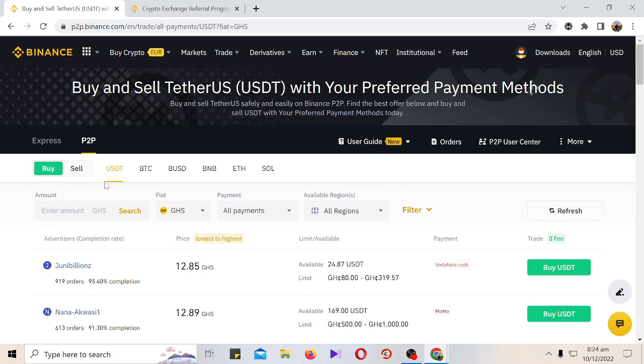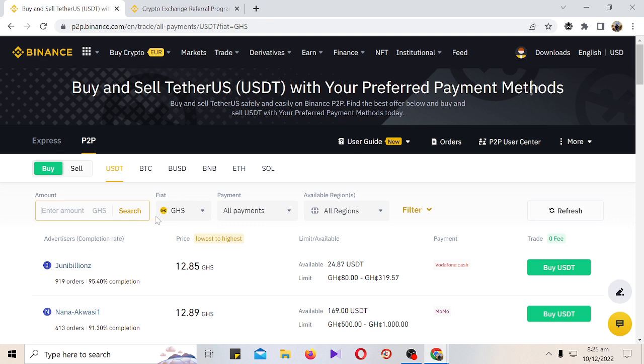For me, I always buy USDT and convert it. So it doesn't matter if you want to buy Bitcoin or Litecoin, always buy USDT and use the Binance converter to convert it. The next thing is, you see we have amount, fiat, and payment, and we also have available regions. The amount is the quantity we want to buy. So let's say we want to buy 30 USDT. We can just enter the amount here in Ghana cedis.